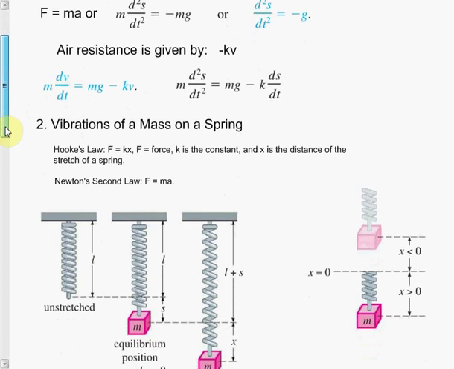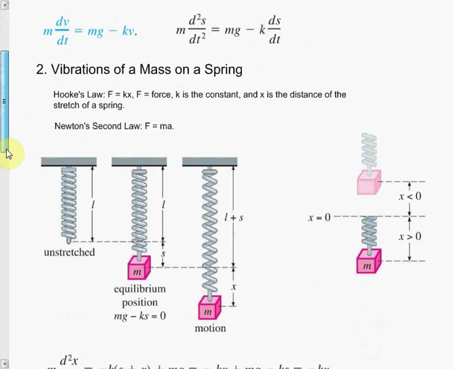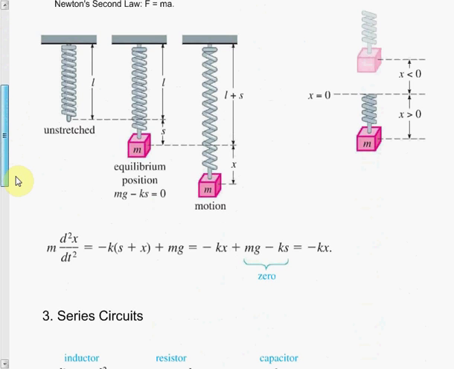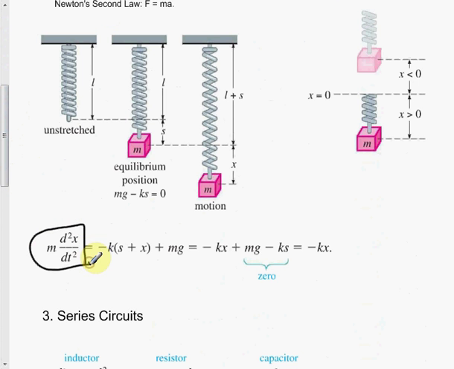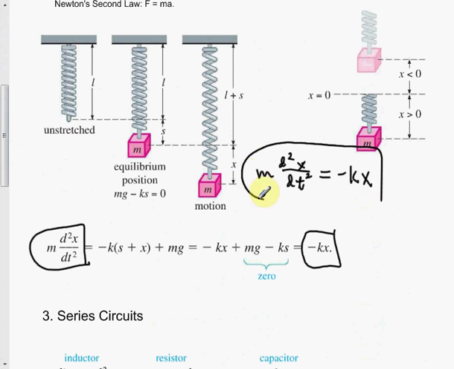So this equation for the vibration of a mass on a spring is here, but let's go ahead and pinpoint it. The equation is m times the second derivative of x with respect to time is equal to negative kx. So that may come up again.